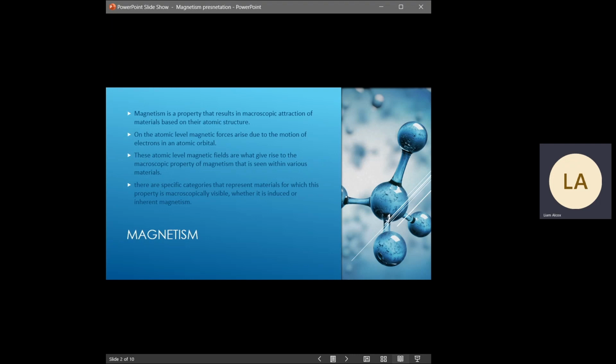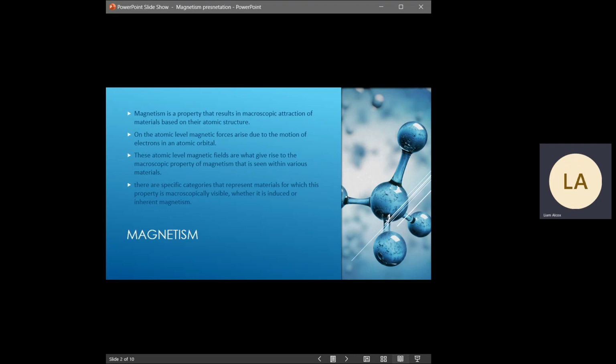On the atomic level, magnetic forces arise due to the motion of electrons in an atomic orbital. This motion leads to the creation of a magnetic dipole moment associated with the atom. The subatomic particles that make up each atom have an intrinsic spin associated with their motion that creates a magnetic dipole moment as well. Both moments contribute to the magnetic field associated with the atom.